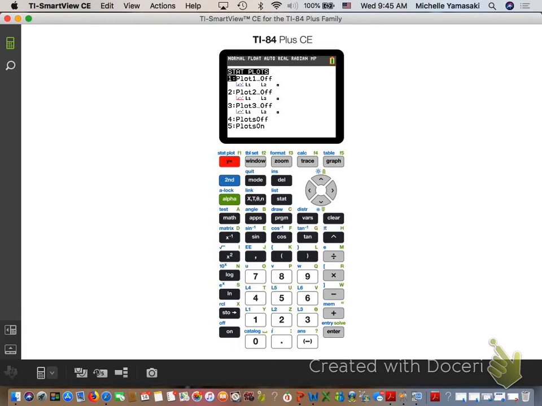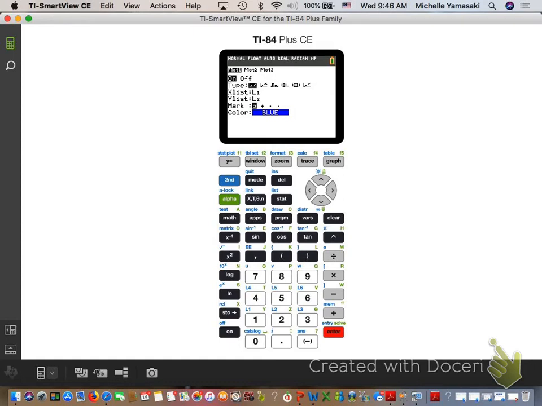Now you'll see plot number 1 is off. You with me? Yes. So I am going to arrow to the right, or I'm going to hit enter, and if I hit enter, it takes me here. Now do you see how on is blinking? I'm going to hit enter again. Now it moves it all over and turns it on.